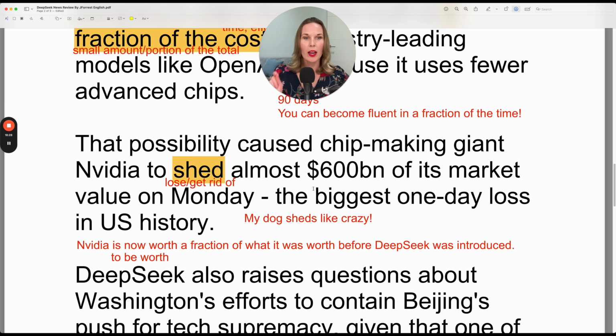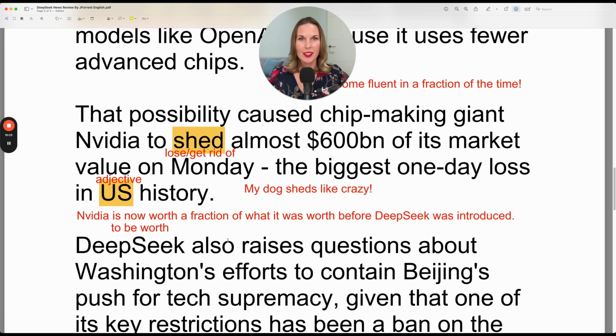Let's continue this part. The biggest one-day loss in U.S. history. Wow. Now notice here, U.S. is an adjective. Now you know this for two reasons. One, there's no article in front of it, and the article the is required when referring to the country. And also because it comes before the noun, which is history. In U.S. history. So U.S. describes, well, what type of history? In U.S. history.